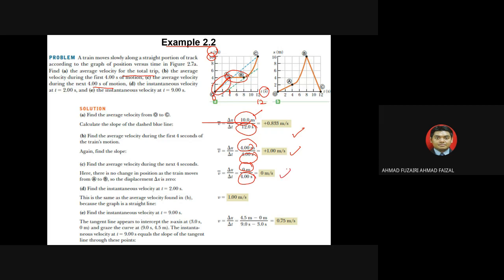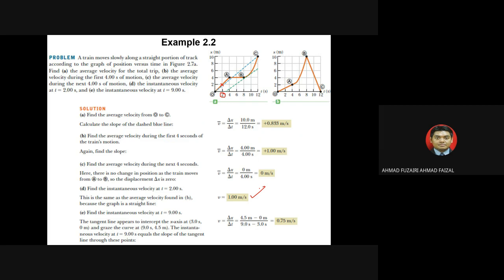And then the instantaneous velocity at time 2. Look at the question: the instantaneous velocity at t equals 2 seconds. Where is t equals 2 seconds? It is here, over here. What is the gradient here? It is 1 meter per second. Straight away you can get the answer. If you do not have the answer, then you need to calculate.